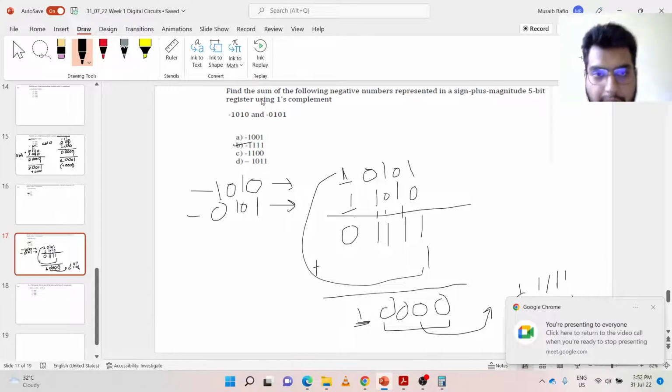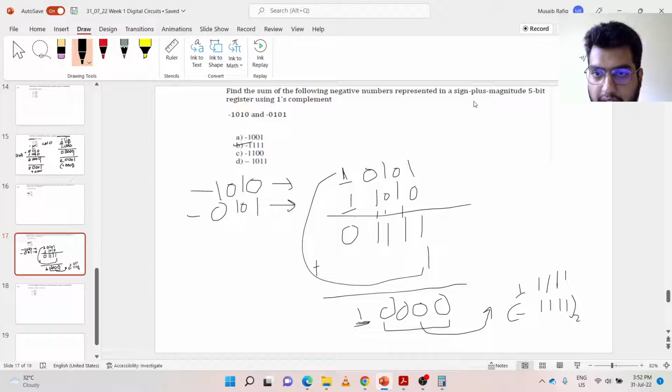So we have been given the number 1010. Two negative numbers are there, and we have to find their sum using sign plus 5 magnitude bit registers in ones complement. First we will convert 1010 with a negative sign into ones complement, that is change zeros to 1 and ones to 0, that is 0101, and the sign bit here, that is negative, will be 1. Then we take the other number, 0101, and its ones complement is 1010, and the sign bit here is 1. Now we will add them up.